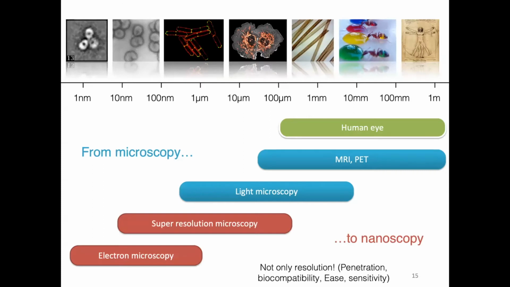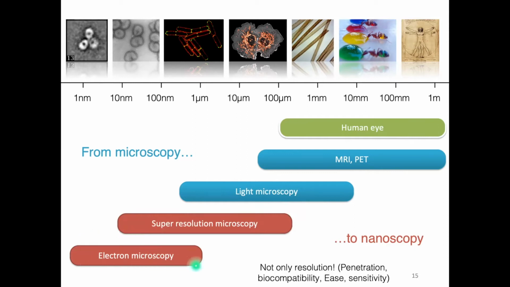Okay, so again, the human eye can cover from a little bit below a millimeter to meters. Magnetic resonance imaging and PET are very useful, but not very high resolution. So light microscopy ends at 200-300 nanometers, and we'll talk about why that is. And I'll show you a little bit how we can overcome such resolution issues.